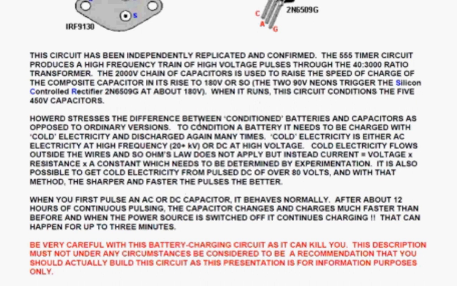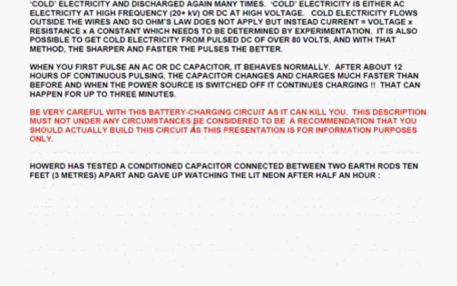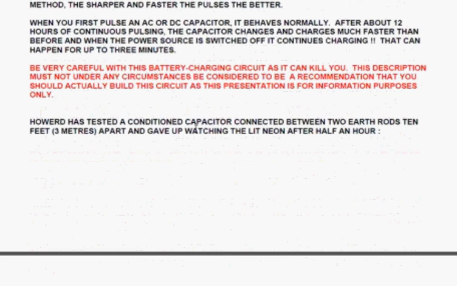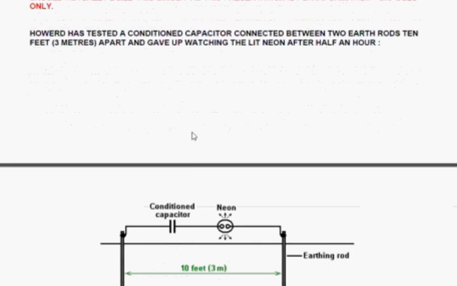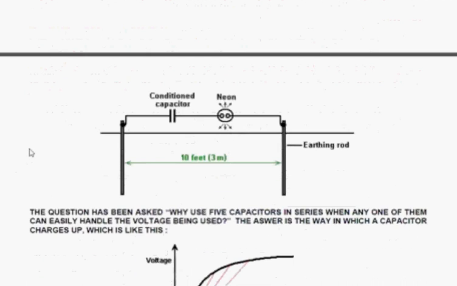Okay. Now, Howard has tested a conditioned capacitor, connected it between two earth rods, 10 feet or 3 meters apart, and he gave up watching the lit neon after half an hour. So this is the way that it was wired up, and the neon was lit. And the neon needs 90 volts at least to be able to light up. And this is just with 2 earth rods and a conditioned capacitor.